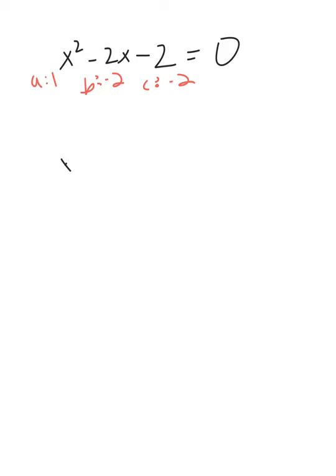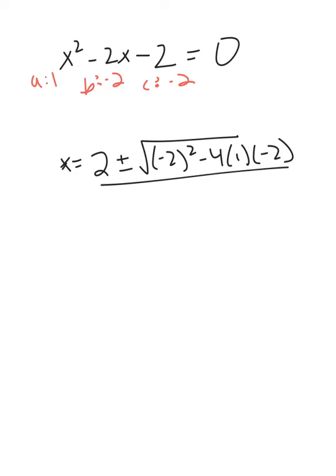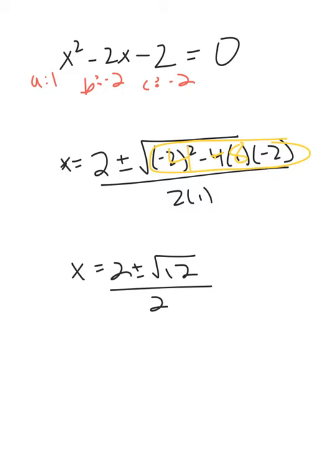So we'll fill in our quadratic formula, x equals opposite of b, so a positive 2 plus or minus square root b squared minus 4ac all over 2a. Start with the numbers under the square root and make this calculation. -2 squared is 4, and -4 times 1 times -2 turns into positive 8. So we end up with the square root of 12 all over 2.